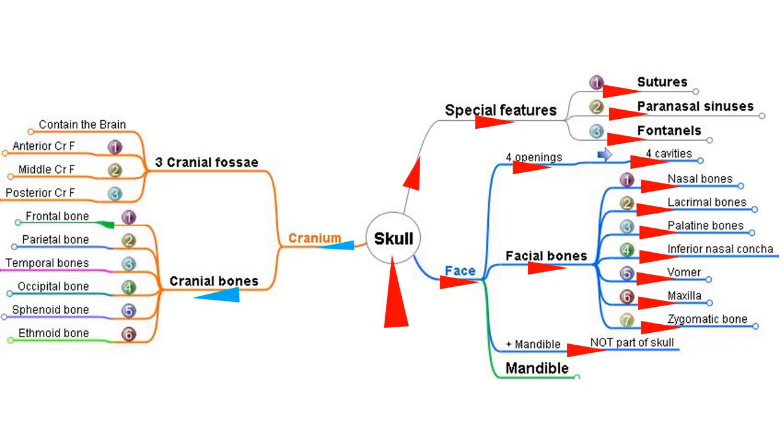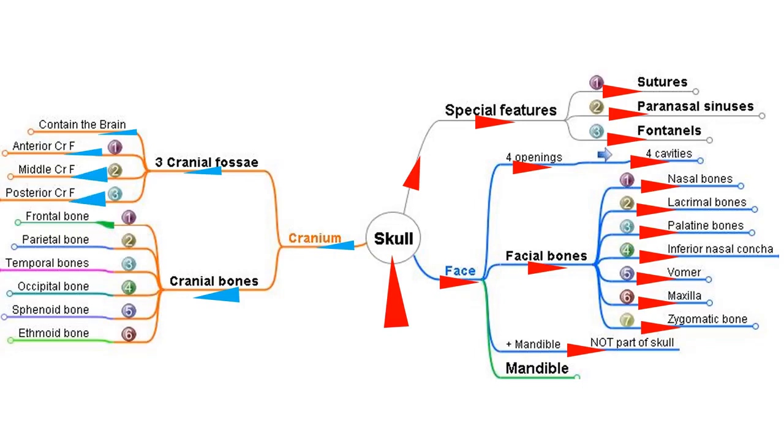Then we will go to the cranium. What is a cranium? Cranium is the vault or the case that contains the brain. So any bone that covers any part of the brain is called a cranial bone. Now, the inside of the skull is divided into 3 cranial fossae. They contain the brain, and they are 3. One is anterior, one is middle, and one is posterior.